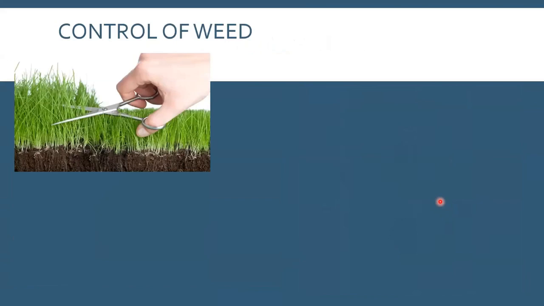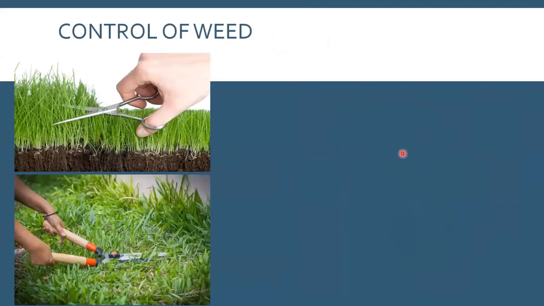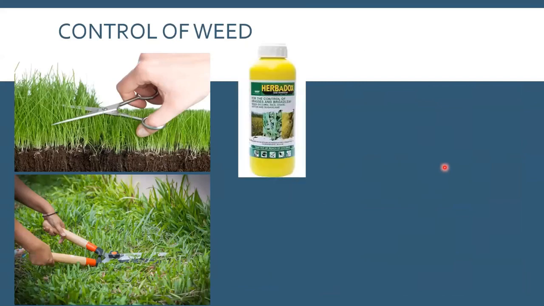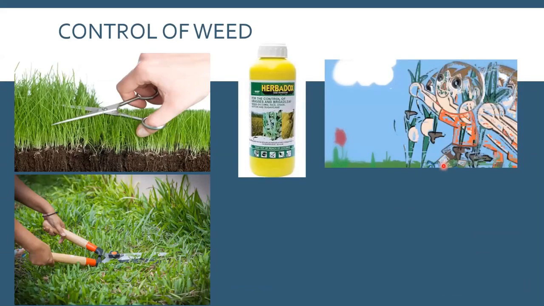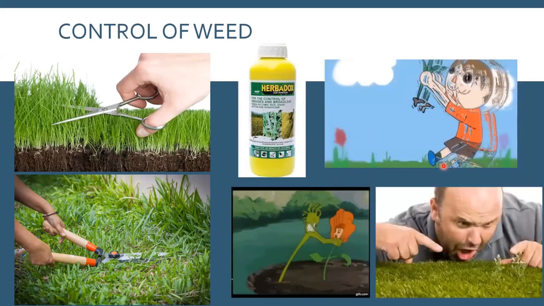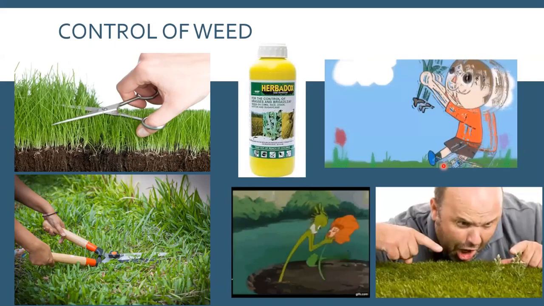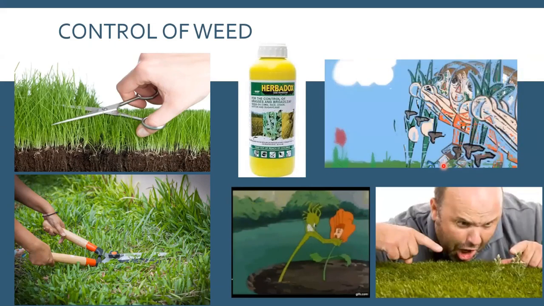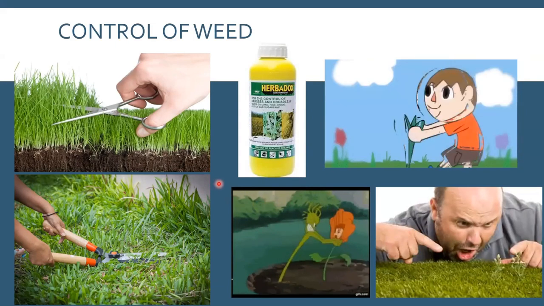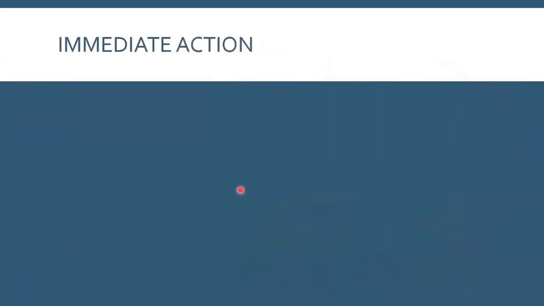So how do we control the weed? We can use scissors. We can use the big garden scissors. We can use herbicides. We can pull out the weeds, or we can just do nothing and talk to the weed or yell at them. But we have a lot of solutions to control the weeds. This is the same as what we do with gut health management.